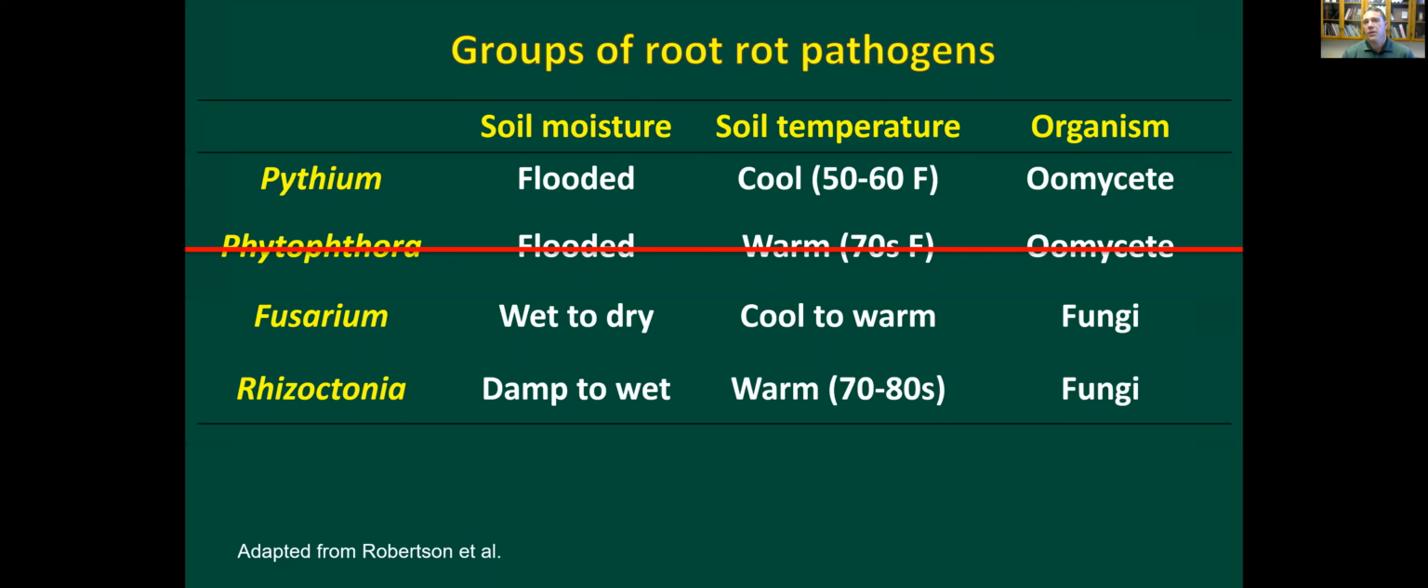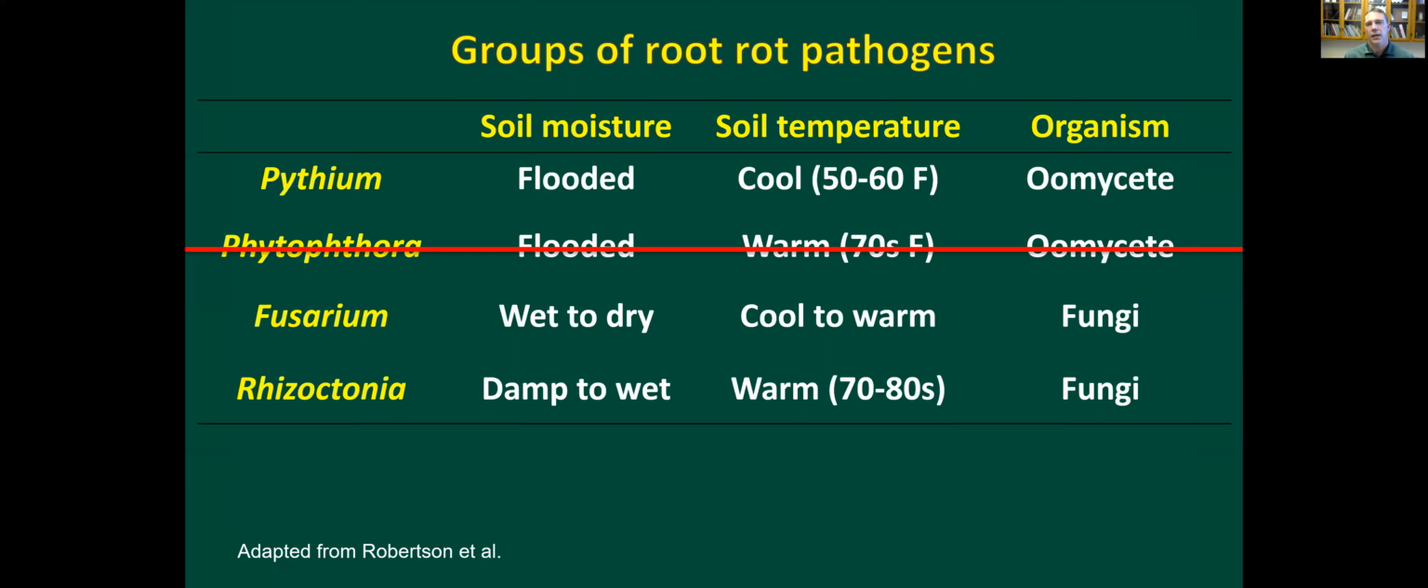The point is that there's a root rot pathogen for every environment. But maybe the most important thing I want to emphasize is that there's different groups of organisms. So Pythium, Phytophthora, if you grow sunflowers, the downy mildew pathogen, if you grow field peas, Aphanomyces, they're in a group of organisms called oomycetes.